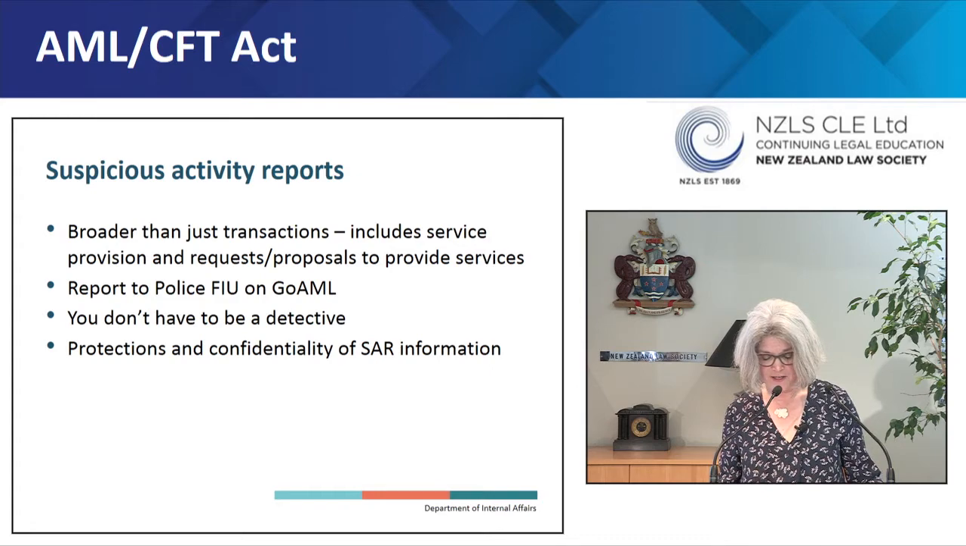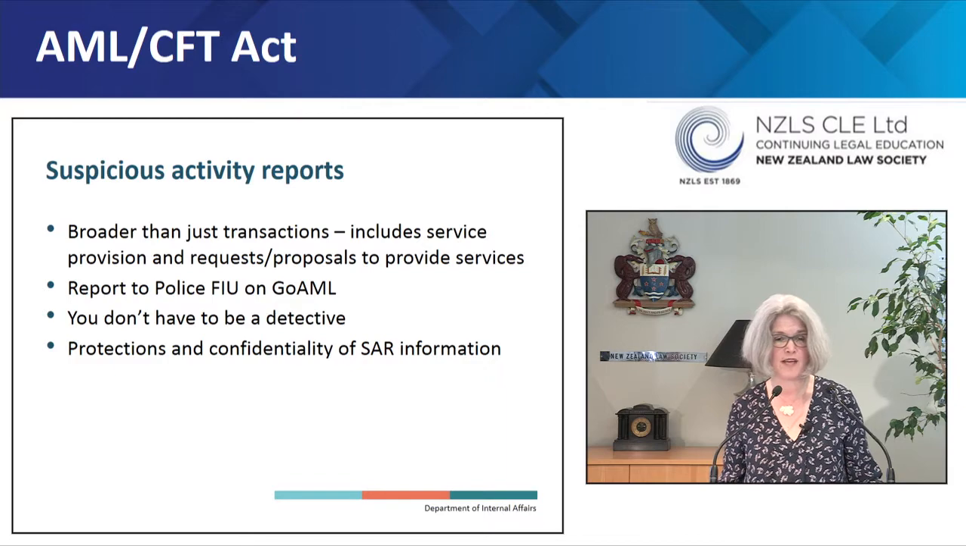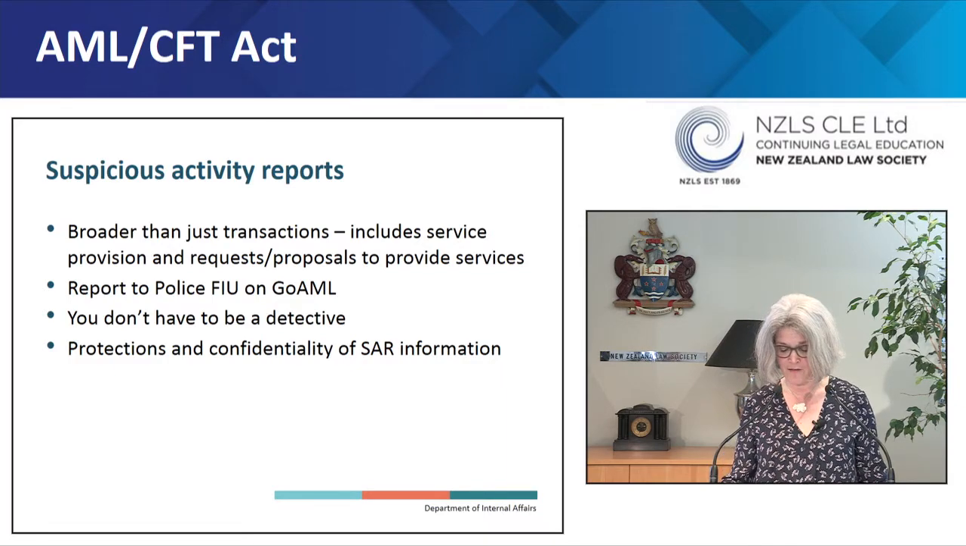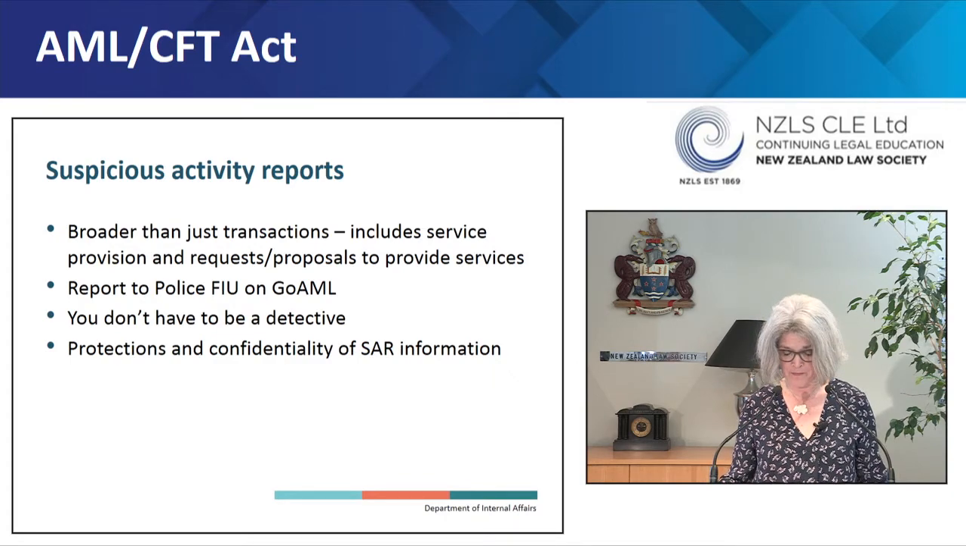Reasonable grounds to suspect that the activity may be relevant to an offence. So that's what you have to have if you are making a suspicious activity report. You have to base it on reasonable grounds that the activity may be relevant to an offence. You don't have to be certain that an offence was committed. You don't have to launch a police investigation. You don't even have to know what offence it might have been.